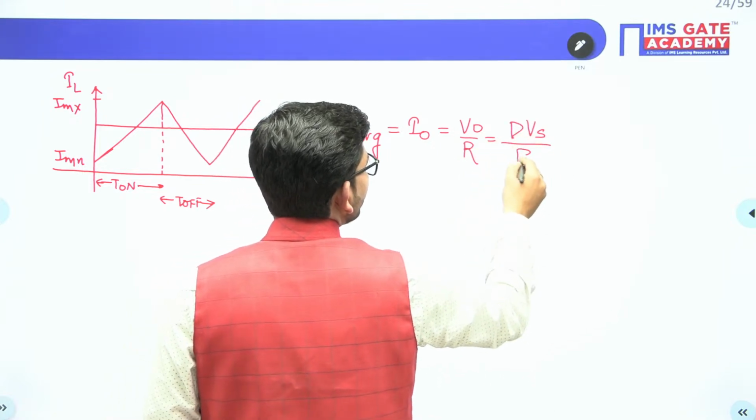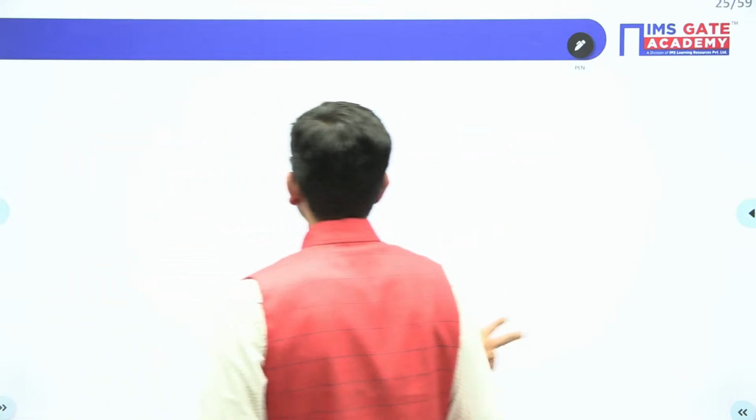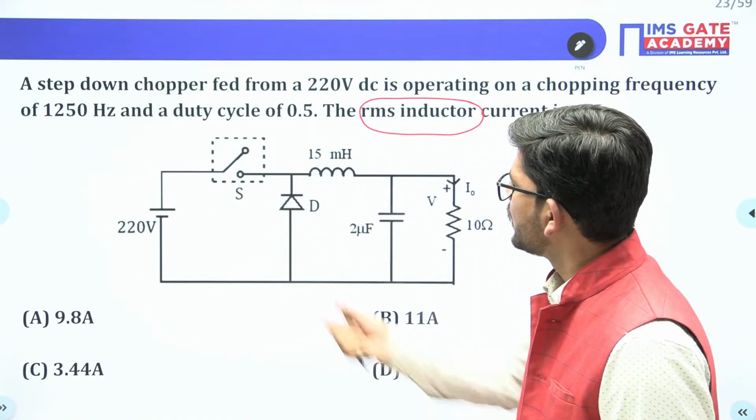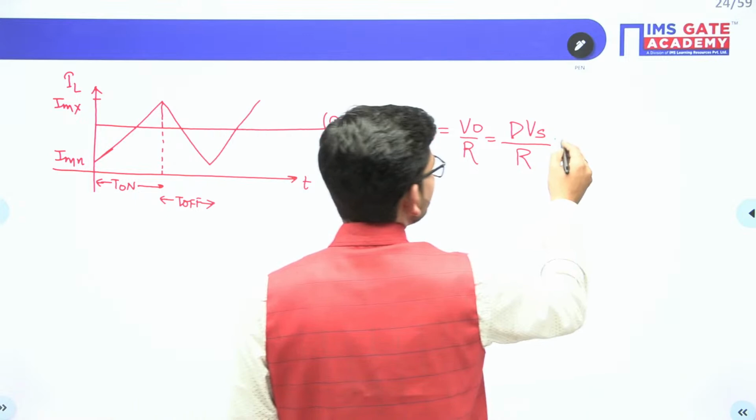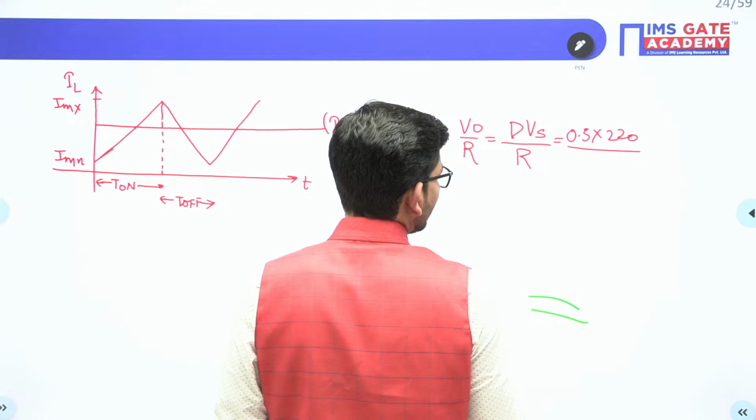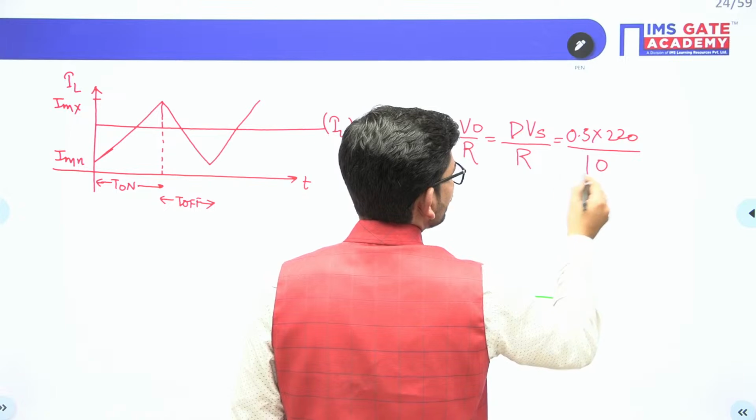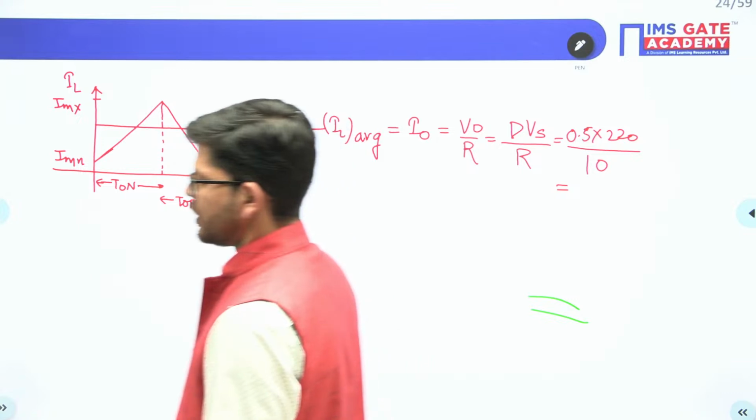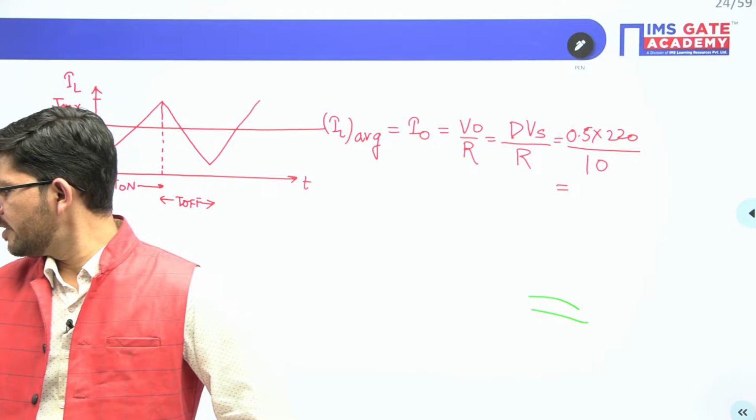V naught is given by D Vs, where D is the duty cycle. So see what has been given to us. The duty cycle that we have is 0.5, the Vs value is 220, and the resistance is 10 ohm. So just put the values: it is 0.5 here, this is 220, and the resistance that we have is 10 ohm. So from here you can calculate the I naught. What will be the I naught here, guys? Can you solve this and tell me what will be the I naught current here?